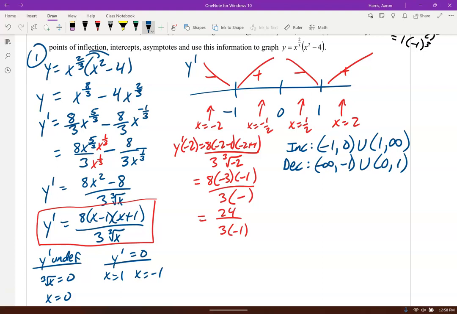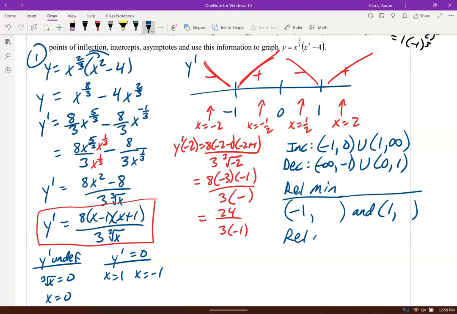So we'd have a relative min at that first -1, right? I decrease, and then I increase. I go down, then I go up. So I have a relative min right there, as well as over here at 1. Relative min also at 1. And then I'd have a relative max at 0, because I increase and then decrease. Relative max at 0. And I'm plugging these into the original function.